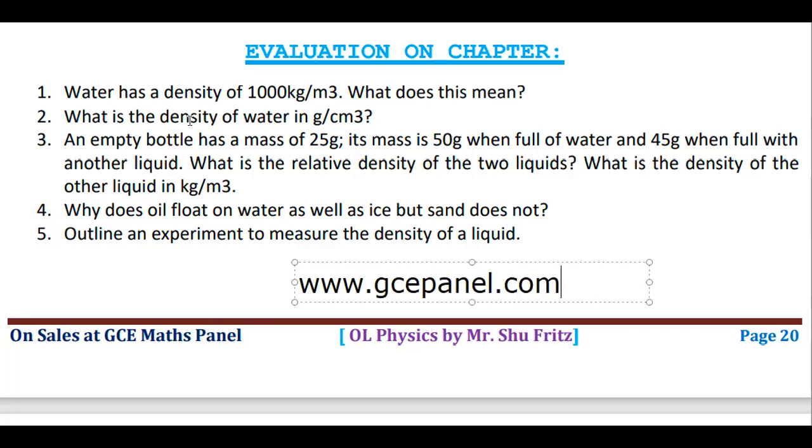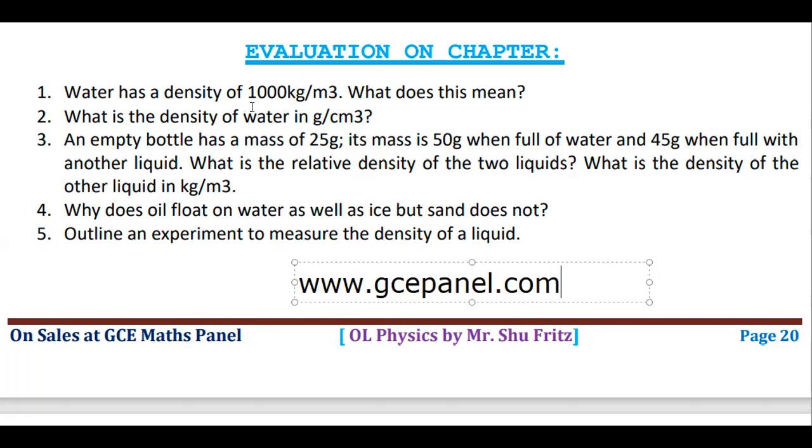Now, water has a density of 1,000 kilograms per cubic meter. What does this mean? They're just asking about the meaning of density. This means that 1,000 kilograms of water will occupy a volume of 1 cubic meter. That is the meaning: 1,000 kilograms of water occupies a volume of 1 cubic meter.